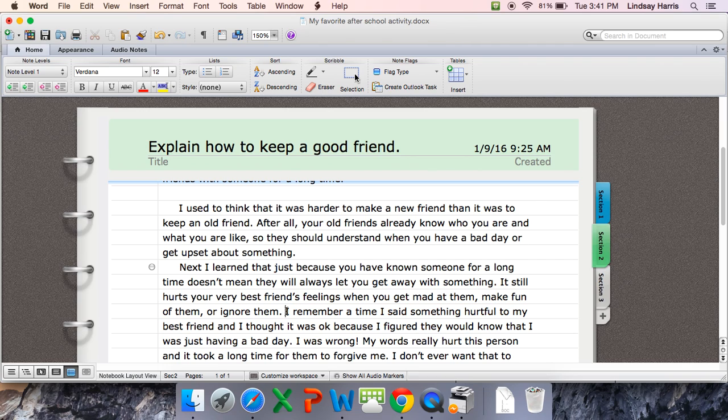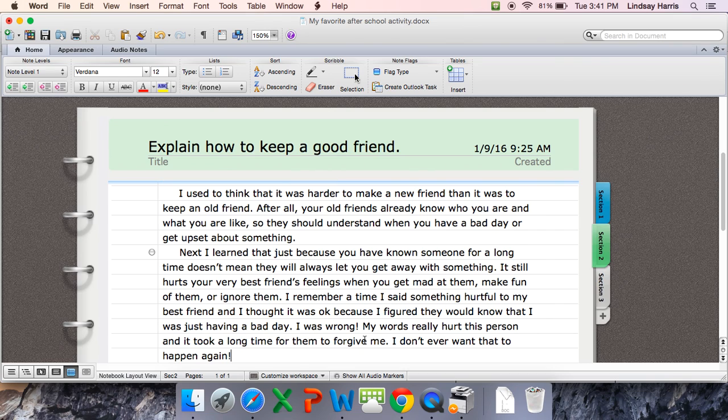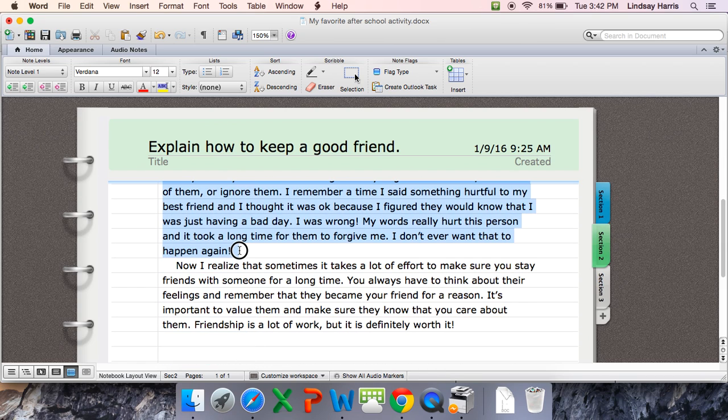I'm thinking back to what I thought, especially when that was going on. Okay, so I'm remembering something and what I thought when it was happening. "My words really hurt this person, and it took a long time for them to forgive me. I don't ever want that to happen again." Okay, so that whole section there talks about what I learned.